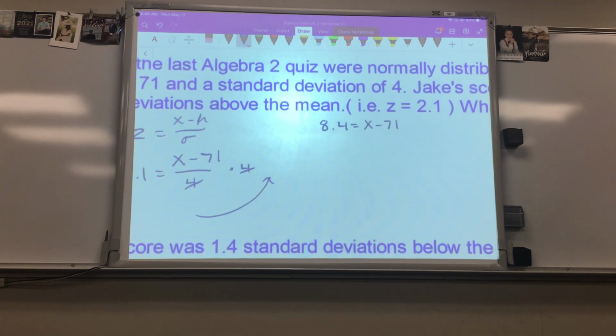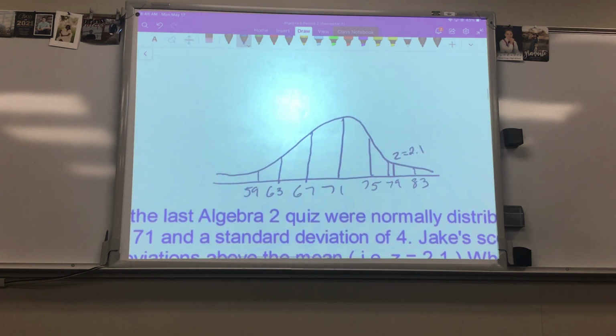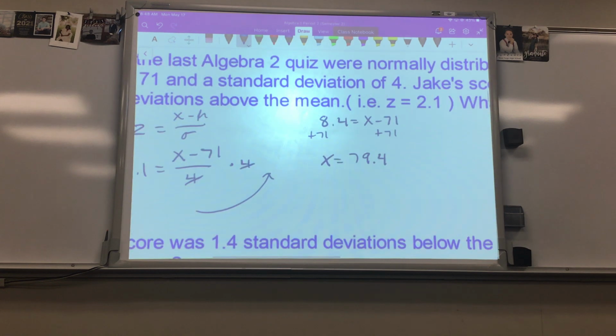I add 71, which will give me a score of 79.4. Is that the kind of answer we expected from the curve? Is that between 79 and 83, right? Set a little closer to 79. Is that pretty close to 79?